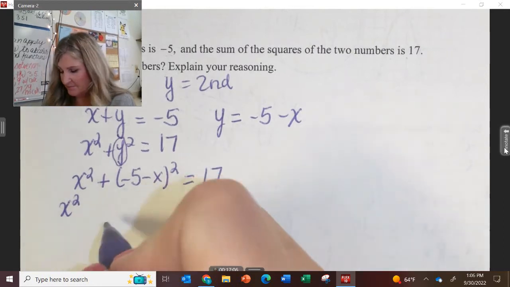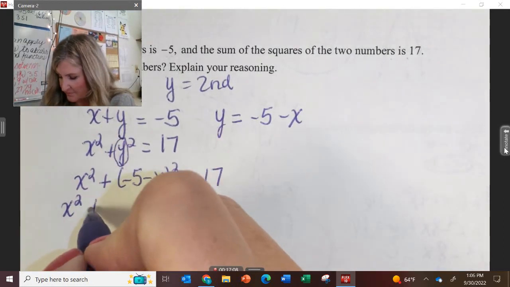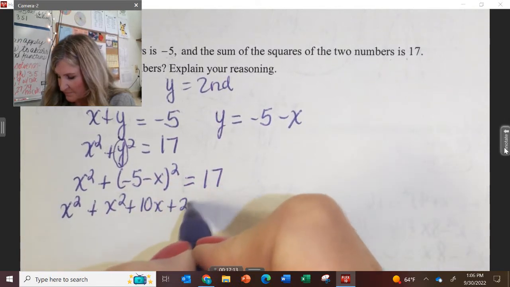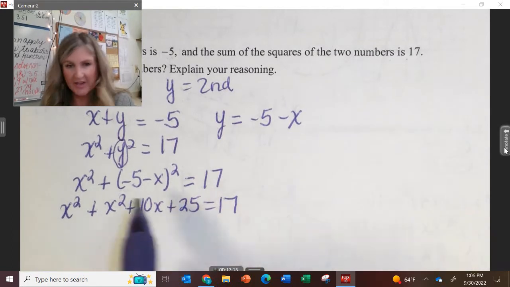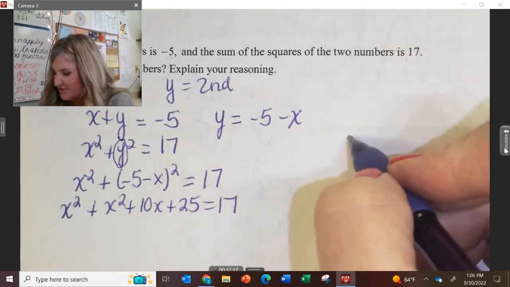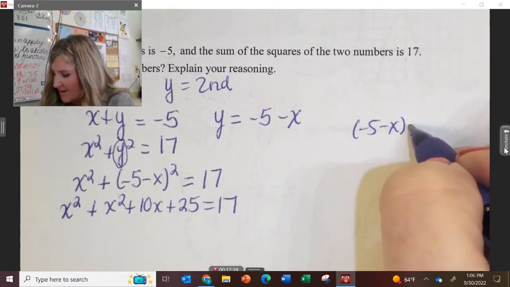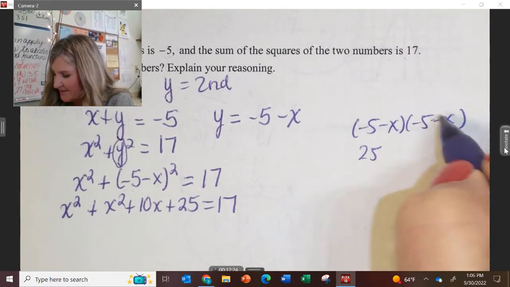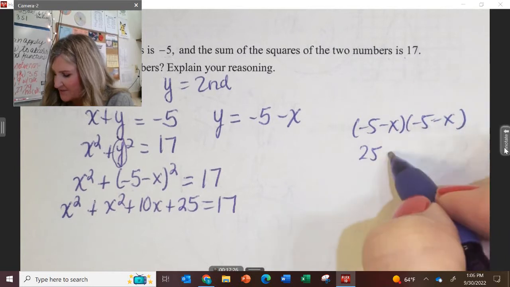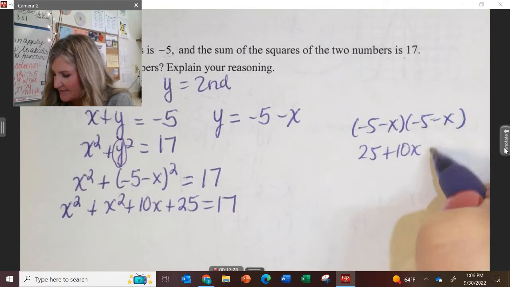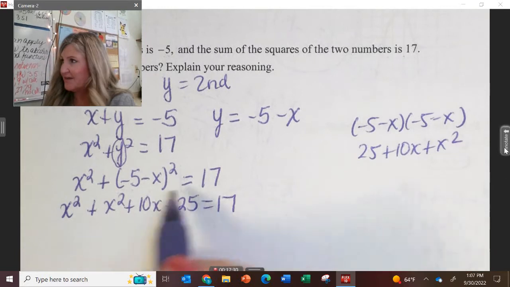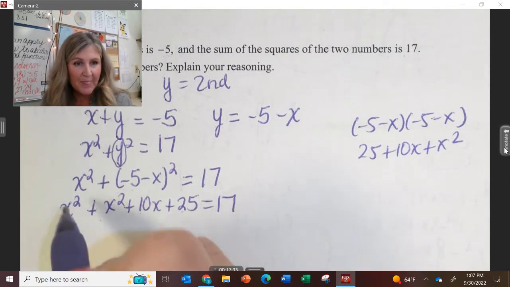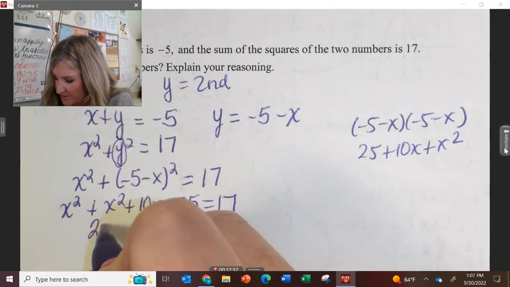Ian, do you have it? X squared plus 10x plus 25. Okay, I agree. He just turned it around. It was -5 minus X times -5 minus X. He did the last times the last. The outers give us positive 5X, and so do the inners. And the last times the last gives us X squared. And then he chose to write it in descending order, which is always good. X squared plus X squared is 2X squared.